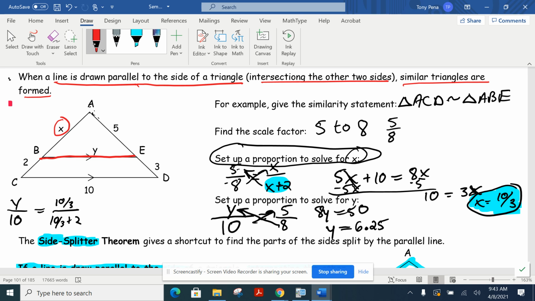So now just do x over 2 should equal 5 over 3. Crisscross, multiply, 3x equals 10. Divide. Doesn't that tell us that x is in fact 10/3 as well? The same thing that we got over here by doing these with a different proportion. All right, so that's the side splitter theorem. The thing to be careful of is that it just works for the sides, not the one that it's parallel to.